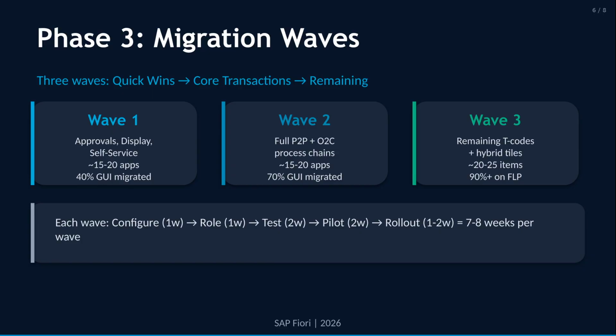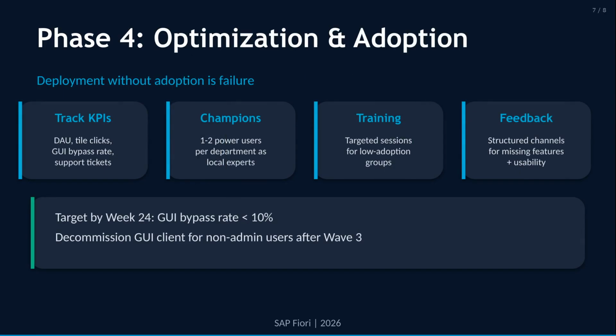For each wave, follow the same pattern. Configure the apps, build the roles, test with key users, pilot with a small group, then roll out. Each wave should take 4 to 8 weeks from configuration to rollout. Migration is not done when the apps are live. Phase 4 focuses on user adoption and continuous improvement.